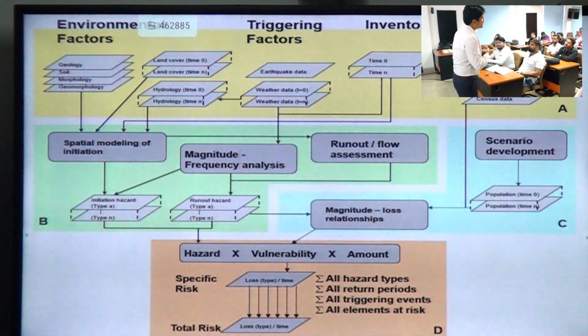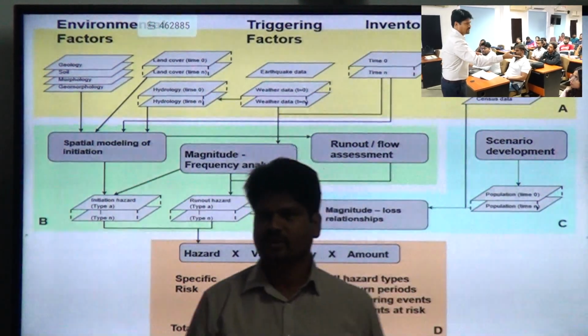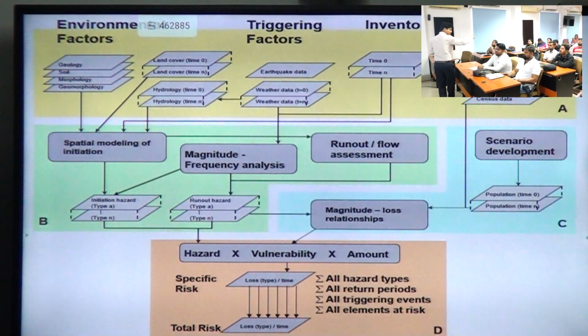And you can't do runout distance assessment for rockfall. In the rockfall, you can do the distance analysis of the jumping of the rock. Right? I'll show you some examples also. Okay? Are you all getting me?